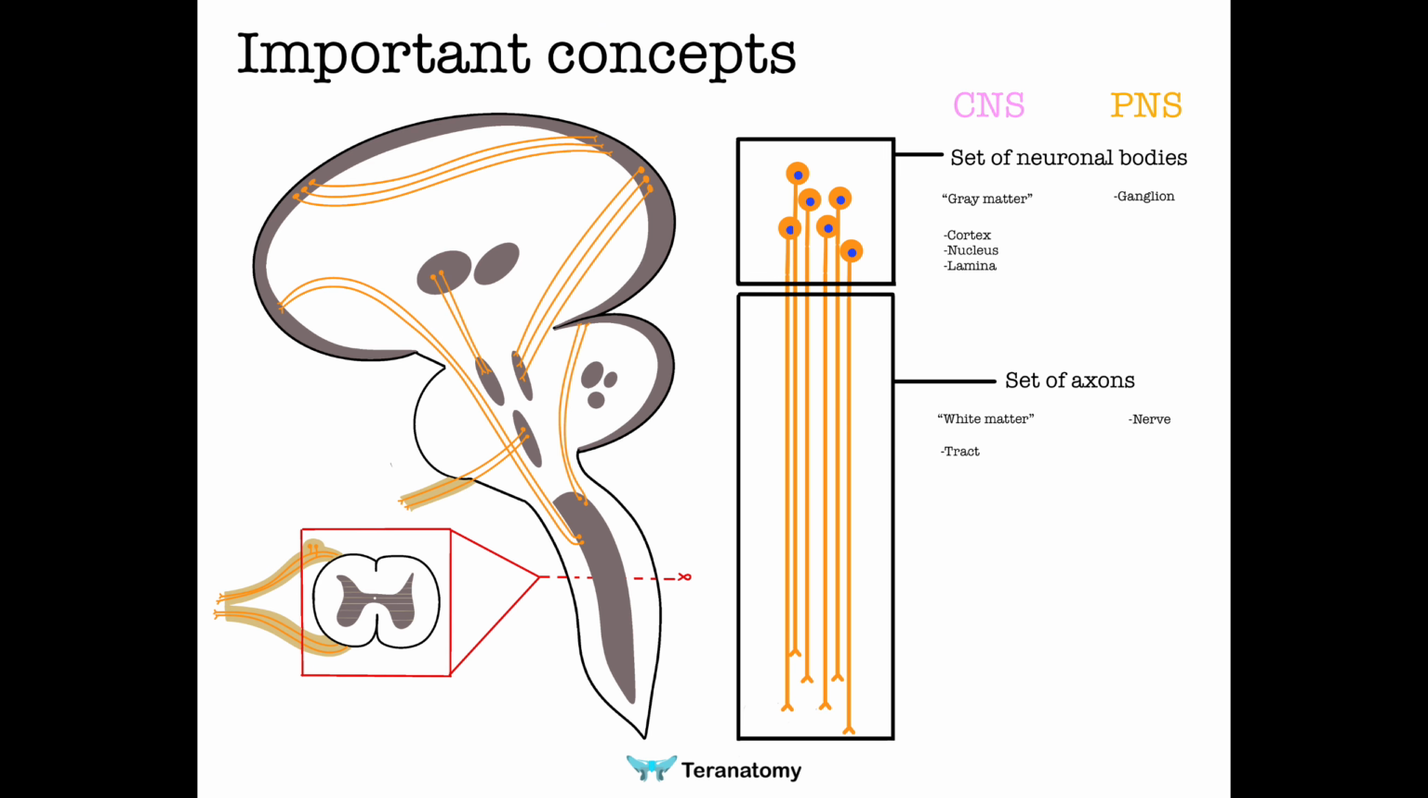Now, regarding axons, in the central nervous system they are known collectively as white matter, and they are arranged into tracts. In contrast, in the peripheral nervous system, axons are organized into nerves. In the diagram, you can also see that peripheral nerves have several connective tissue coverings, and these are exactly what we will examine on the next slide.